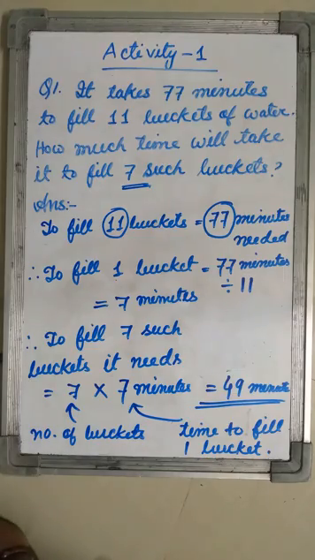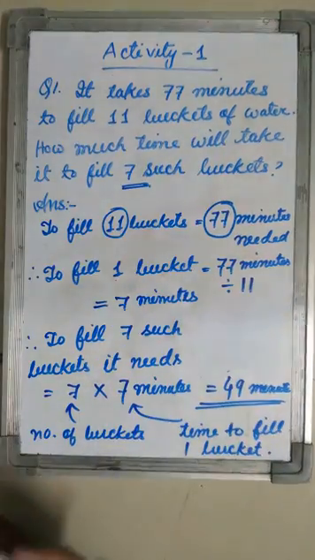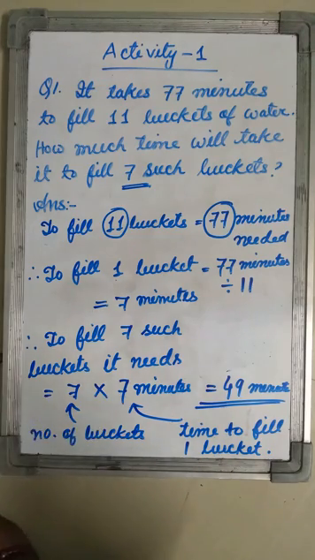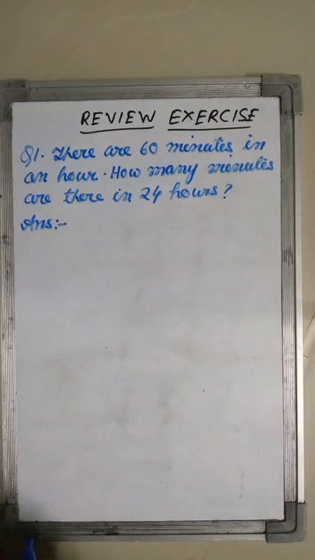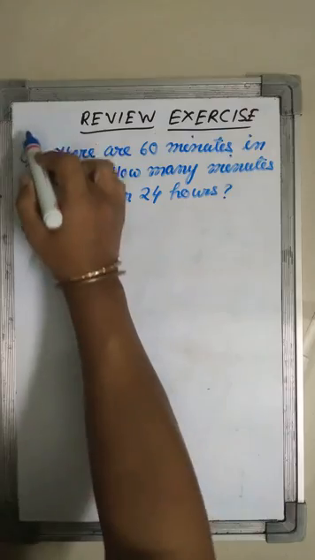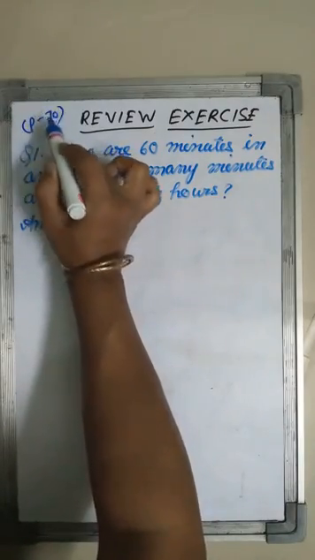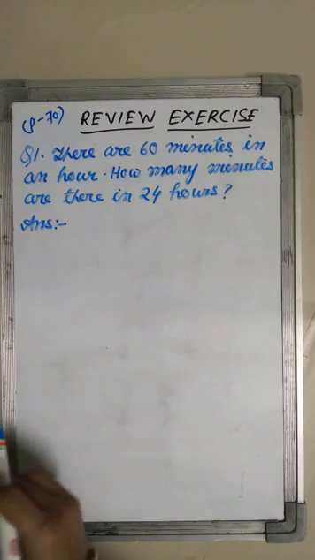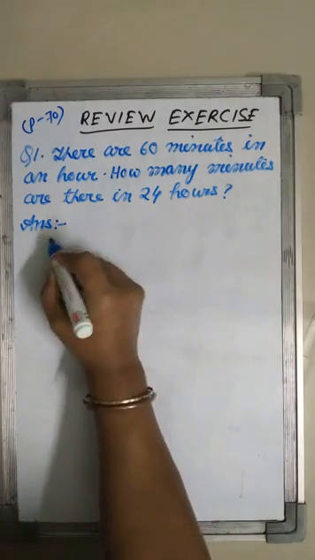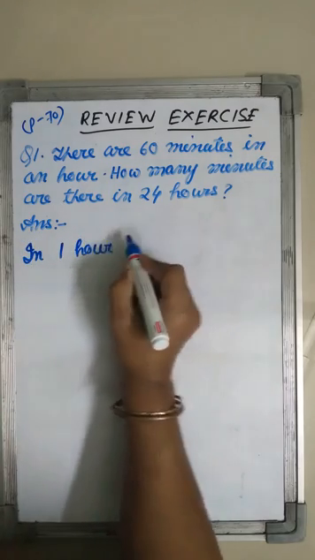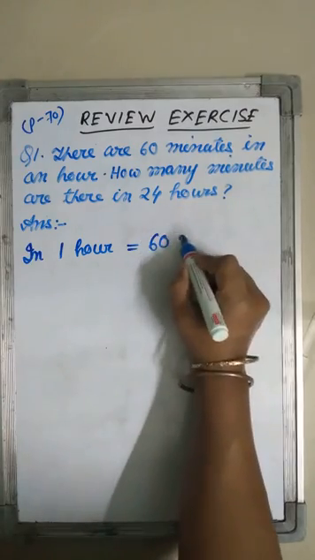You have to write some sentences also, as this is a statement sum. I will explain with one more example. I am taking some examples from a review exercise, page number 70. Page number 70, you note it down. The first question: there are 60 minutes in 1 hour. How many minutes are there in 24 hours? So the solution: in 1 hour, how many minutes? 60 minutes.